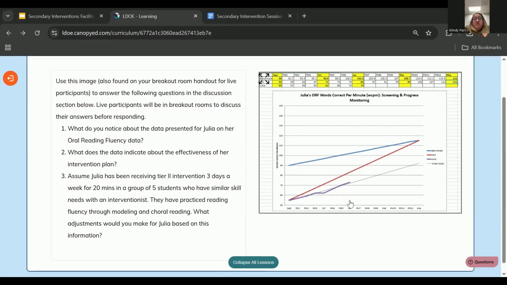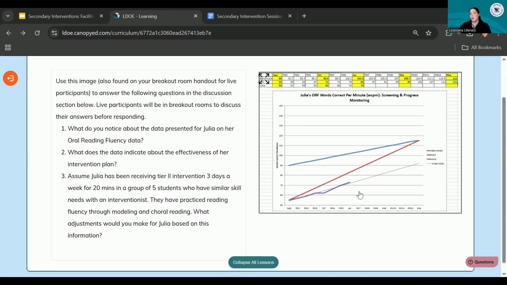Our group talked about the fact that, yes, she is making some growth, even though she's not really at the point where she's going to close that gap and make it to the benchmark. At this point, it's not looking that way anyway. But perhaps changing the amount of intervention she's receiving, so instead of 3 days a week, maybe 5 days a week, or the duration of each of the intervention sessions. Those are both definite possibilities.